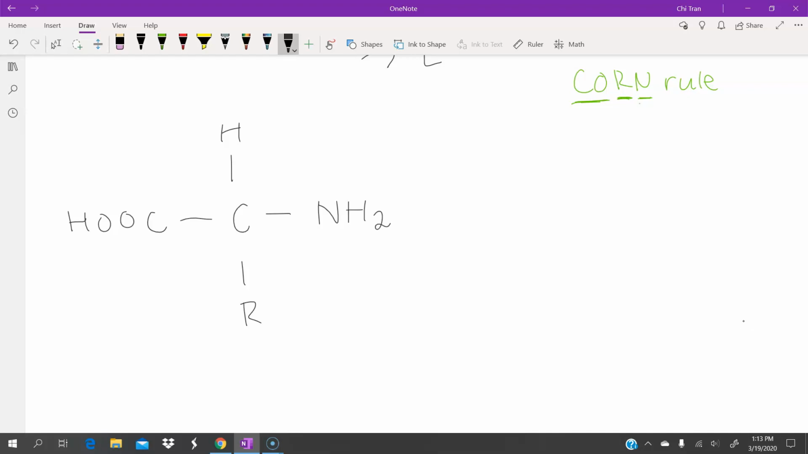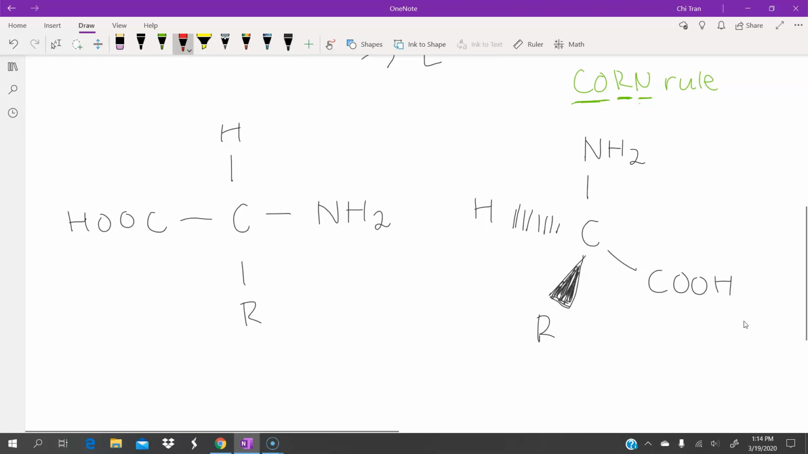And now if we were to draw the wedge and dash notation, we would have on top, instead of the carboxyl group, the amine group. And then the carboxyl group at the front represented by the dash. You have the R group at the back, at the front represented by the wedge, and at the back represented by the dash. We have the H. And you can see how H is still at the back.